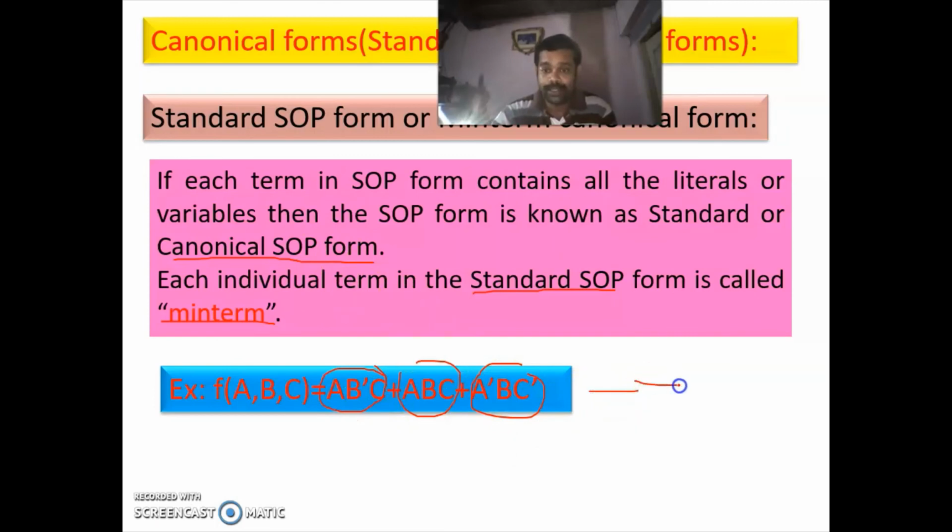Now, how to check whether it is in standard form or canonical form? How many variables are there in this expression? 3 variables, A, B and C. So in each term, all the 3 variables are present. Here A, B bar, C. Here A, B, C. Here A bar, B, C. So all the 3 variables are present. So this expression is in standard canonical form, and each term is called min term. In standard SOP, each individual term is called min term.